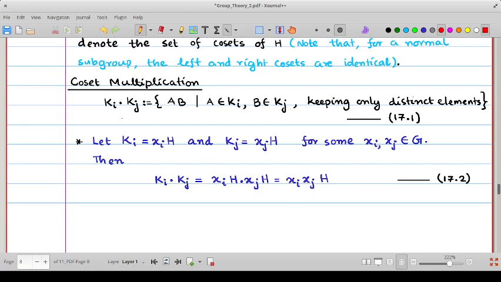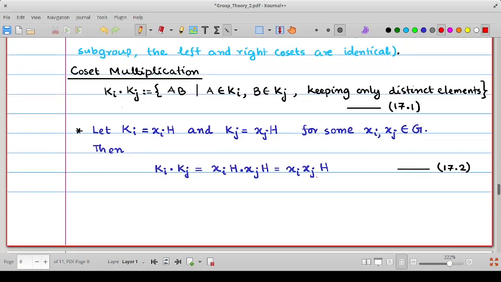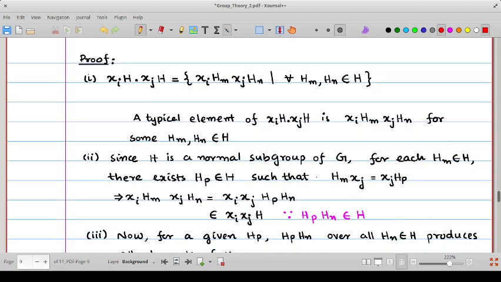Now, we discuss some of the properties. Let Ki be given by the coset Xi times H and Kj by Xj times H for two elements Xi and Xj of the group G. Then the coset product Ki Kj is equal to Xi H dot Xj H, which is simply the coset of H with the element Xi Xj. And we prove this in the following way.